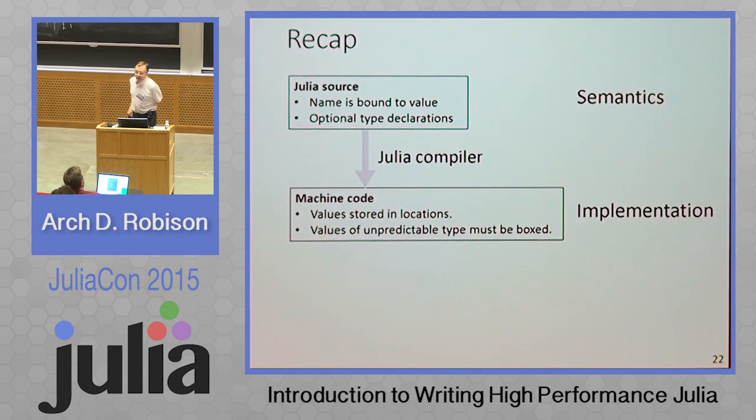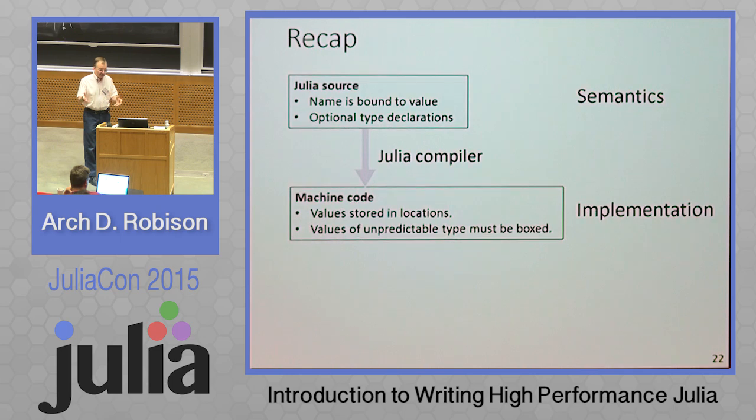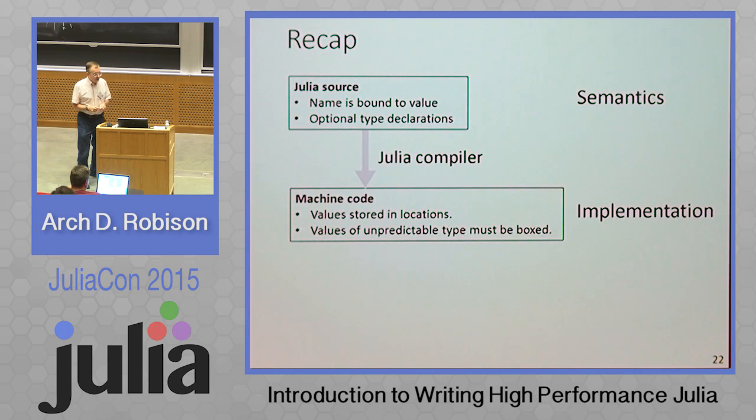So to summarize, at the semantic level, Julia source has variables as names bound to values, and the type declarations are optional. So the compiler tries to figure out what types of values the names are bound to. And the compiler's trying to bridge the gap from those semantics down to implementation at the machine code level, where the values are stored in real physical memory locations. And the values of unpredictable types have to be boxed because the actual machine instructions basically deal with only operands whose layout they know exactly. There used to be some old machines. I used to use one of the Burroughs mainframes that actually had tagged values, but it's gone out of favor.